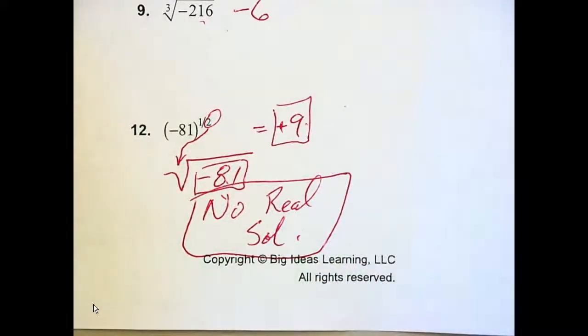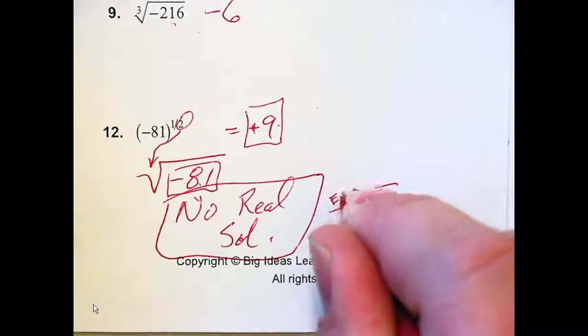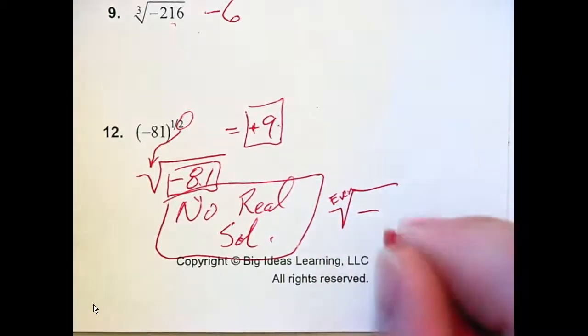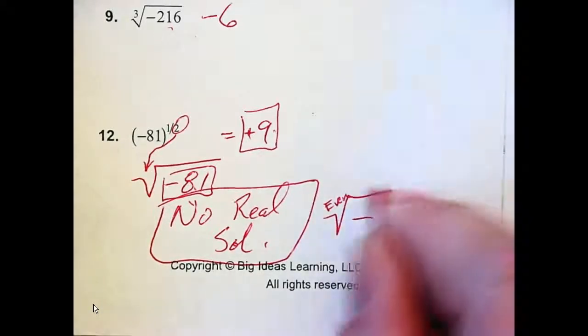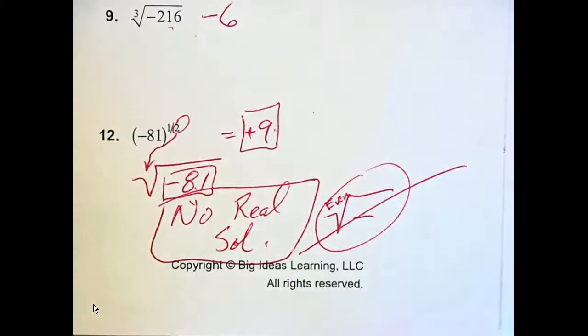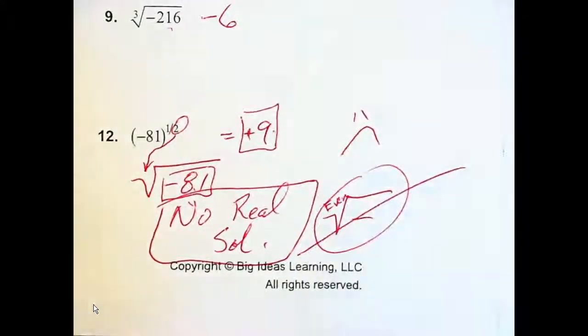An even root cannot equal a negative. If you have an even number there, it cannot equal a negative. That's bad. We frown on it. All those bad things. Okay?